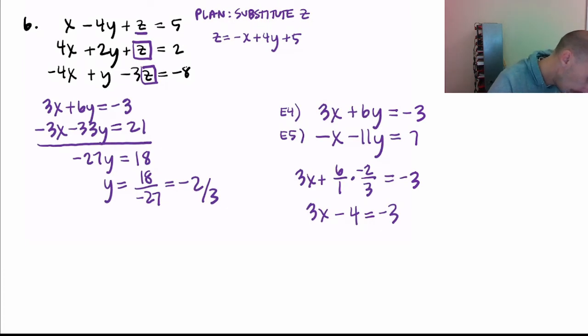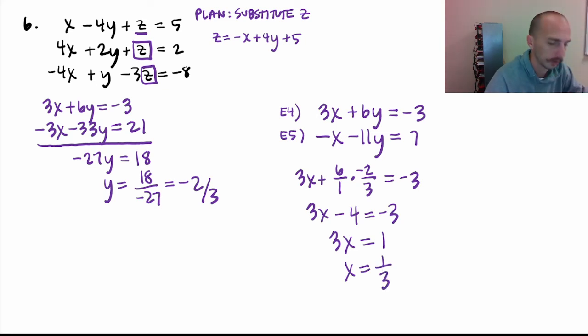Make sure it's still on screen. Add 4 to both sides. Divide both sides by 3, and I get x equals 1/3. Okay, well, make sure against my technology that I got the right number. Yeah, it's 1/3. And then I've got a formula for z, because I did substitution, so I'm going to use that.